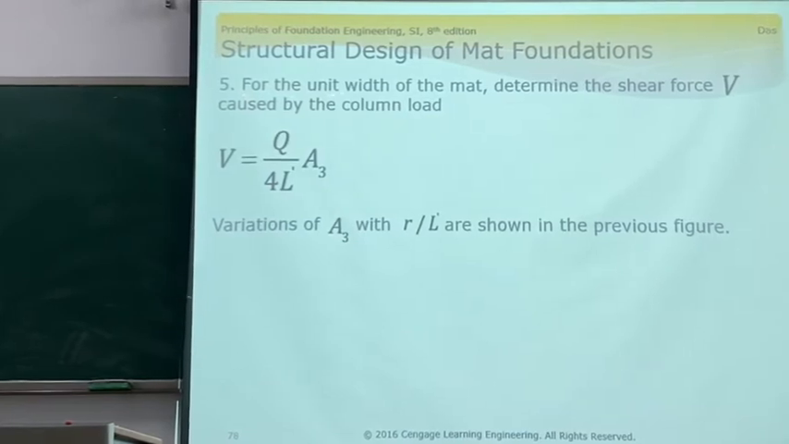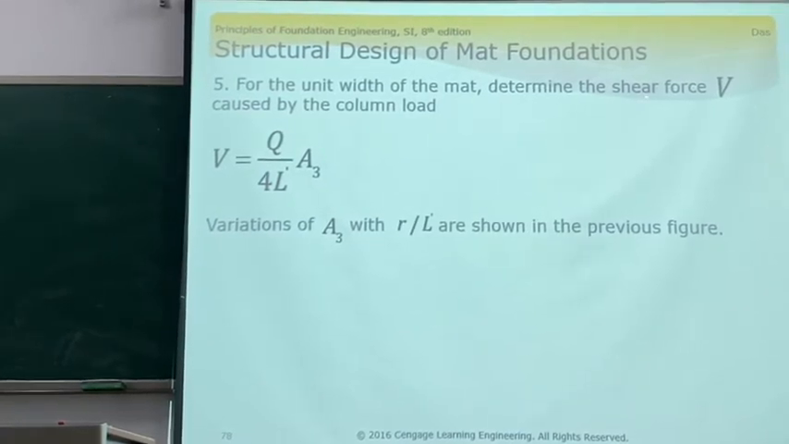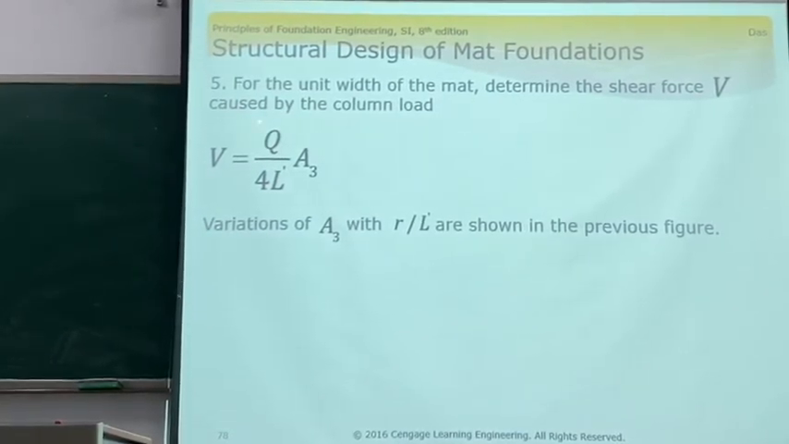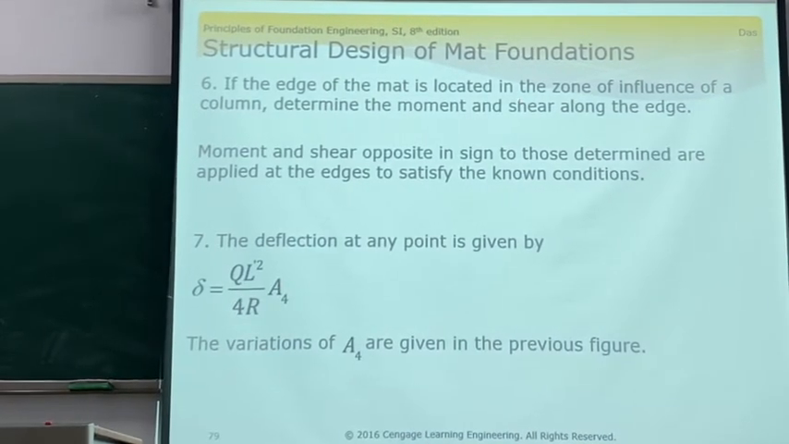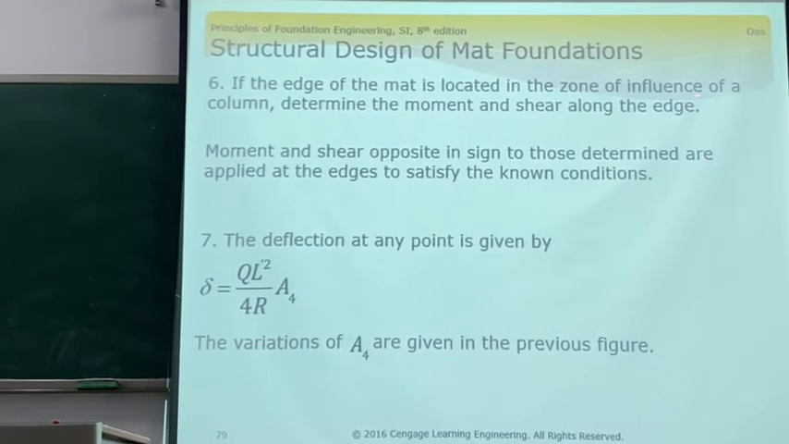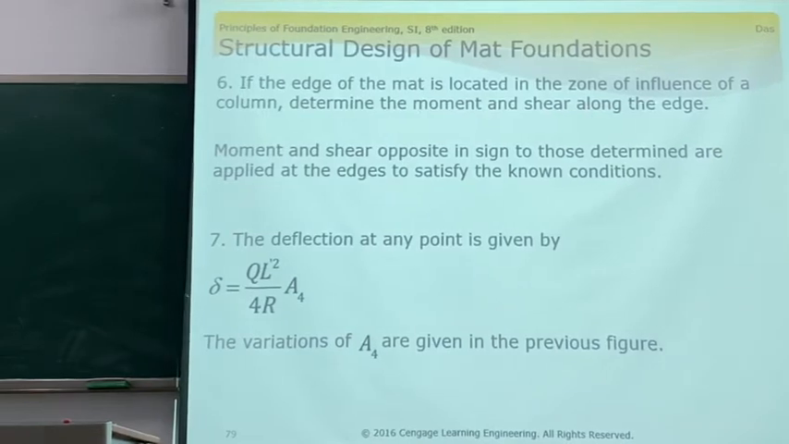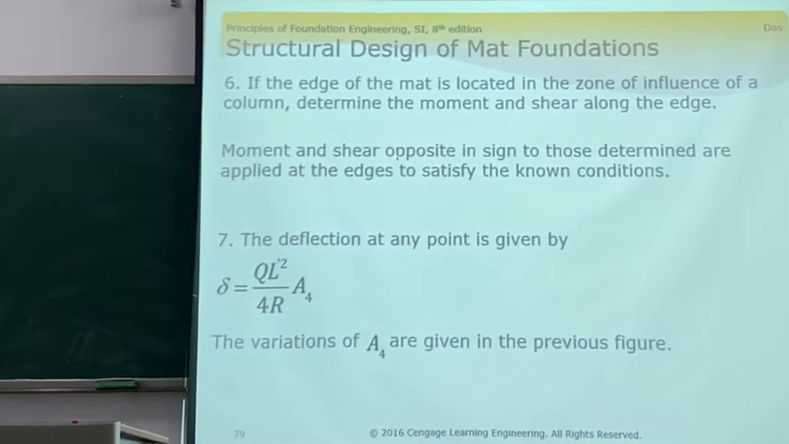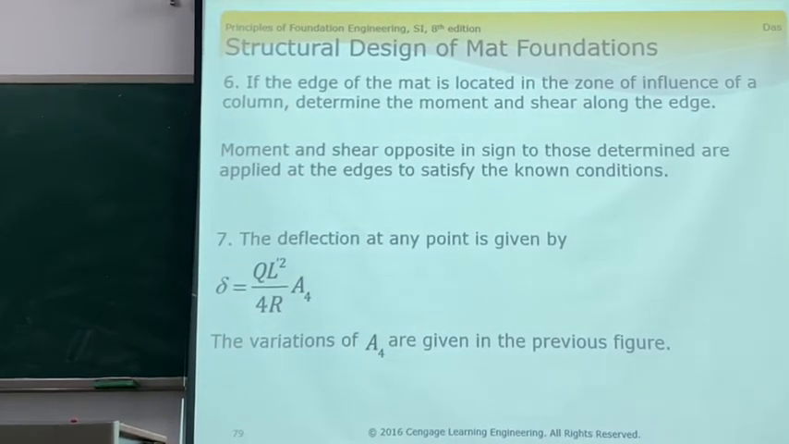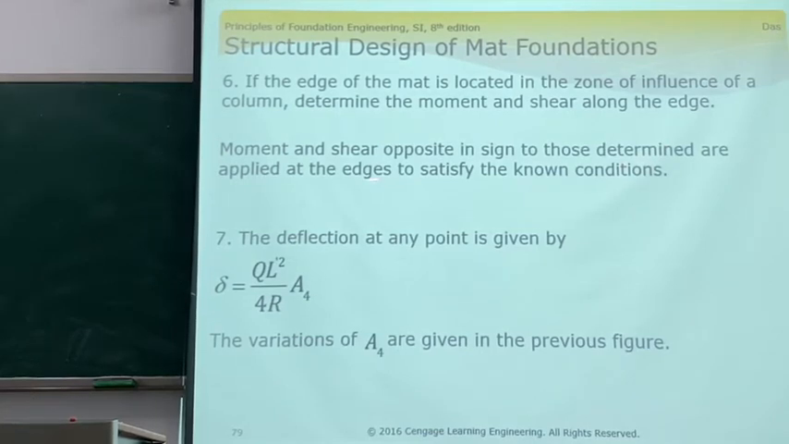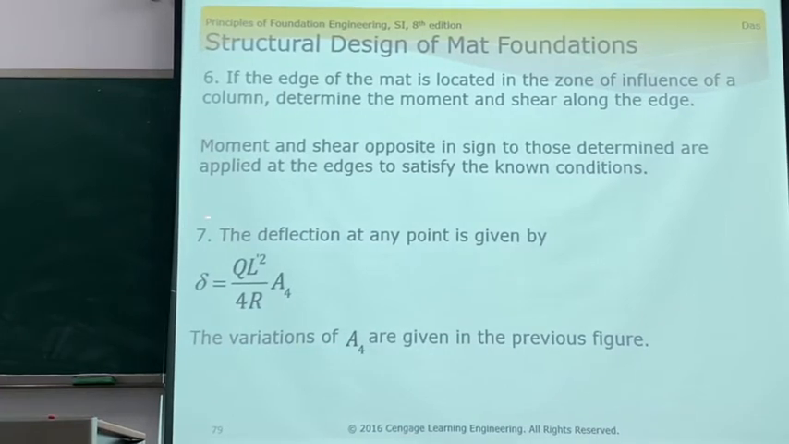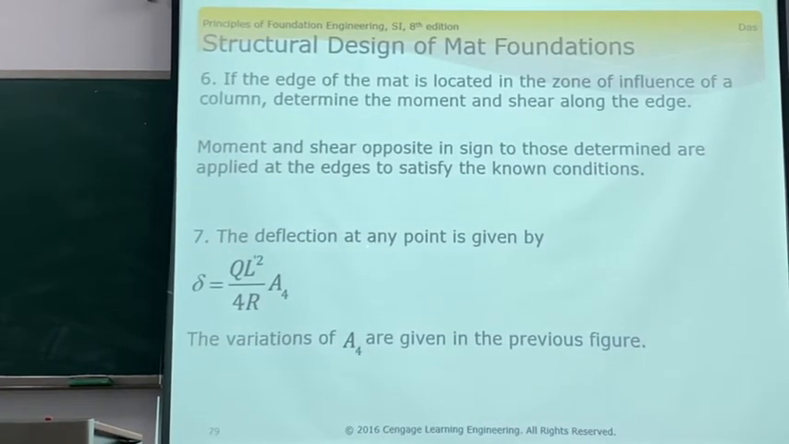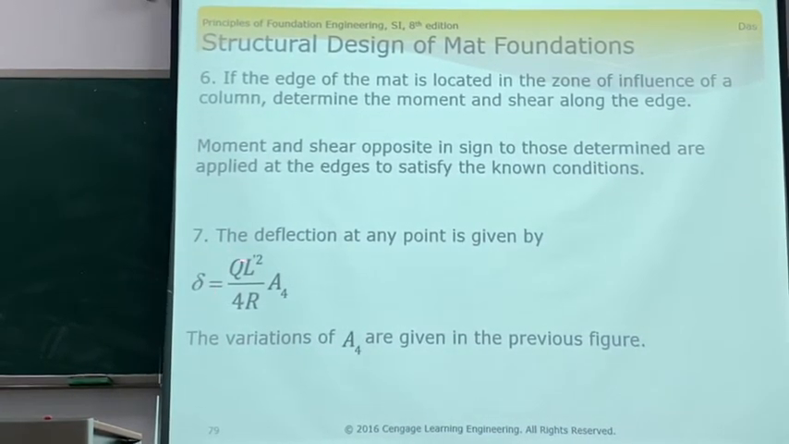Step 4, for the unit width of the mat, determine the shear force V. If the edge of the mat is not in the zone of influence of a column, determine the moment and shear along the edge. Moment and shear are opposite in sign to those determined at the edge. This is step 7, the deflection at the end point is given by this equation.